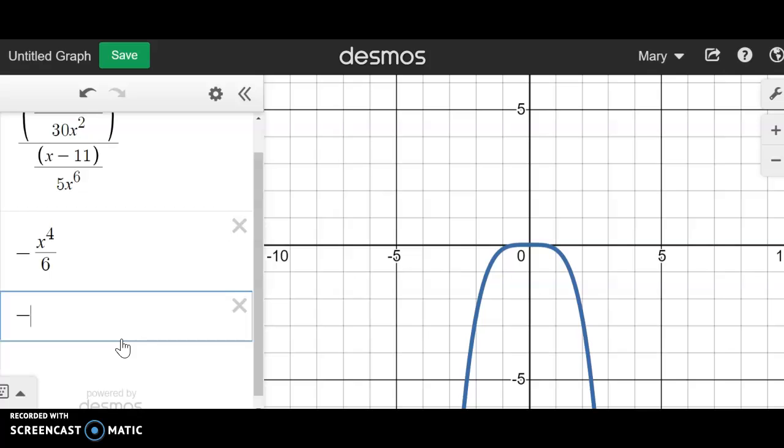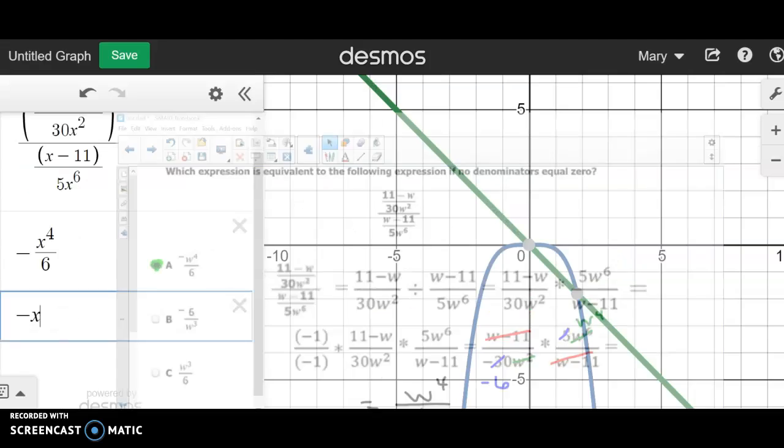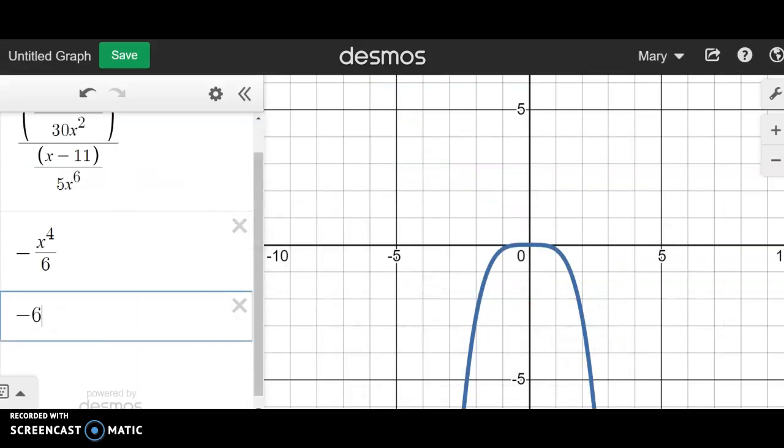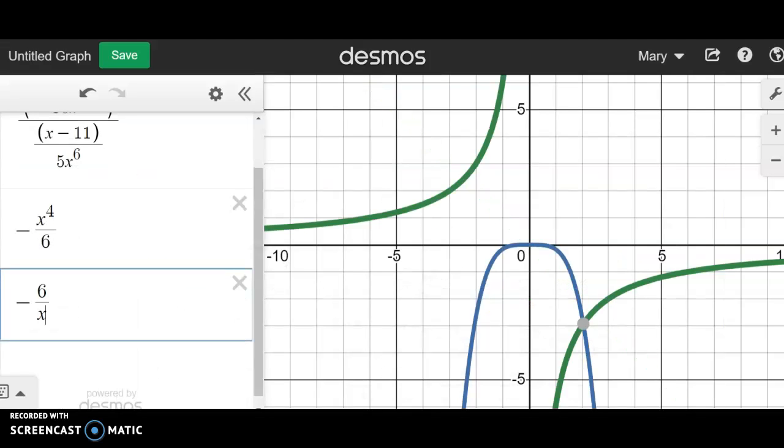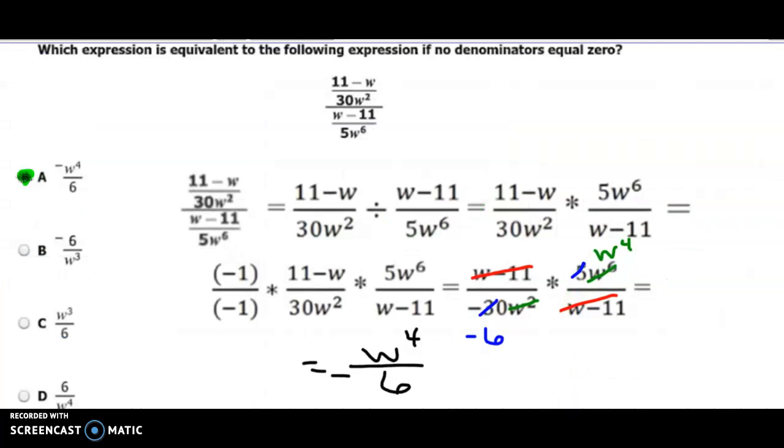The next one is negative x to the negative 6 over x to the 3rd. Let's talk. Negative 6 divided by x to the 3rd. Well, that's not a match. So we know that choice B isn't a match.